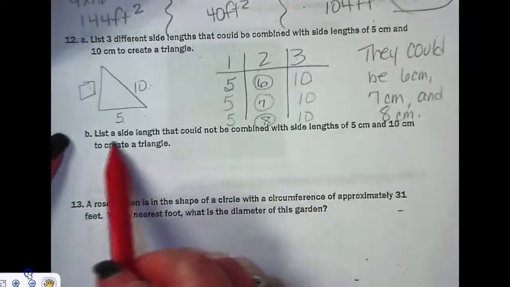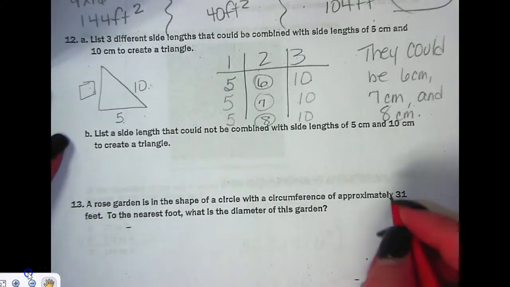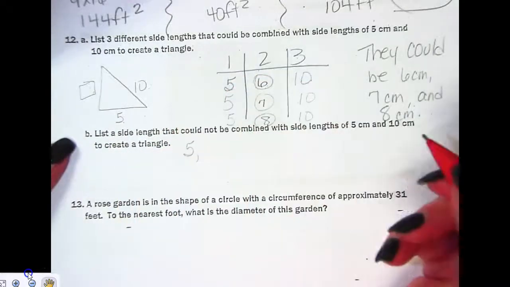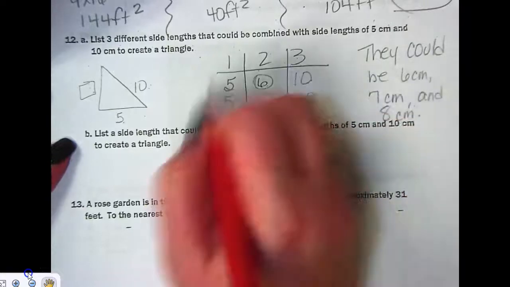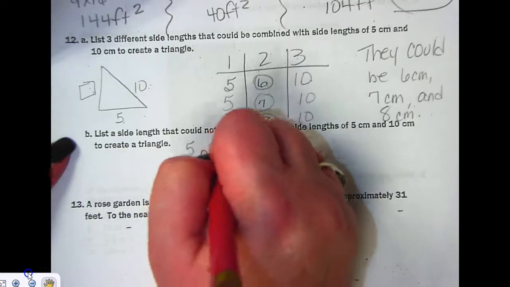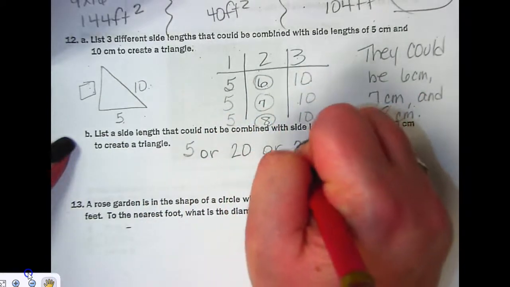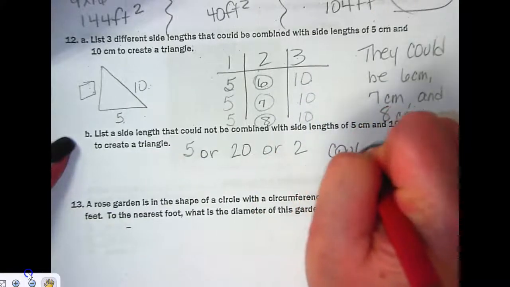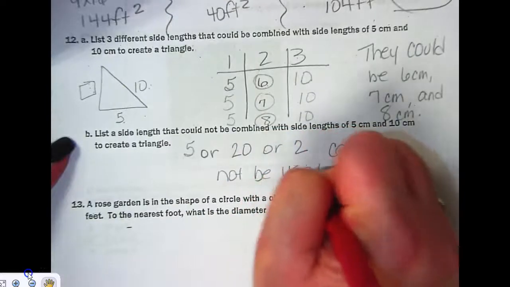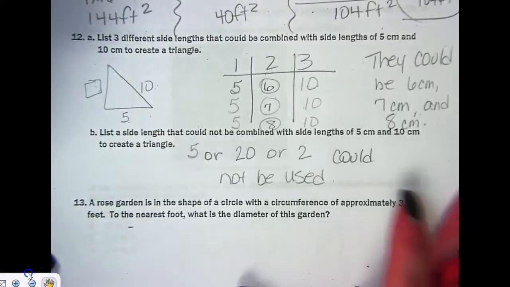So list a side length that could not be combined with 5 and 10. We said one of them was 5. We also just said 20, 15, or 20, or 2 could not be used. But you only had to list one. It just said list a side length. So you just had to list one.